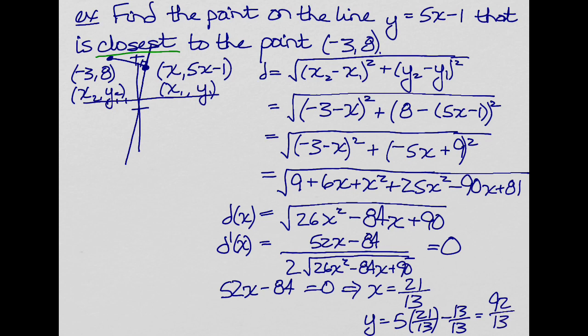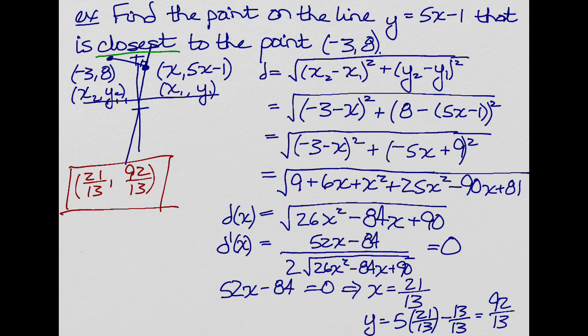So my point on the line, 21/13, 92/13. And if we think about this, 21/13 is somewhere between 1 and 2, a little closer to 2 than it is to 1. 92/13 is somewhere between 5 and 10. There's my point. I don't know that I want to take a second derivative of that, so I'm just going to use the first derivative to make sure that we've actually found a minimum of the distance.